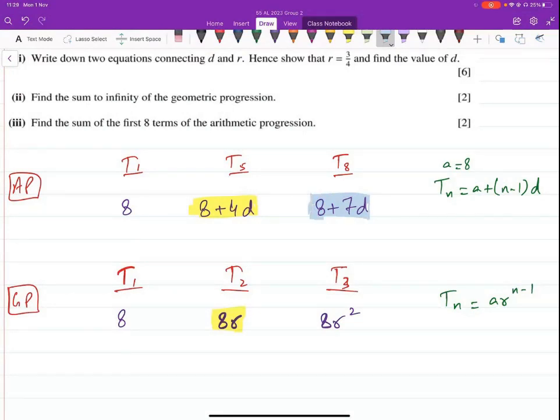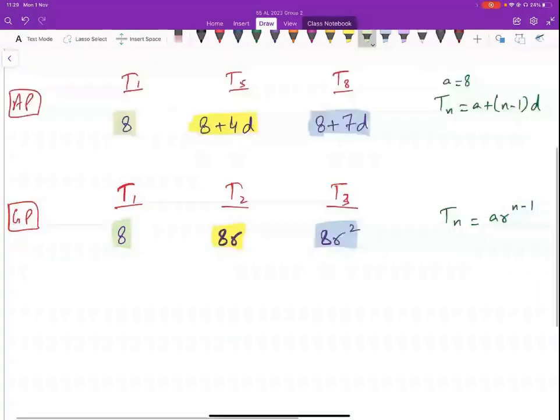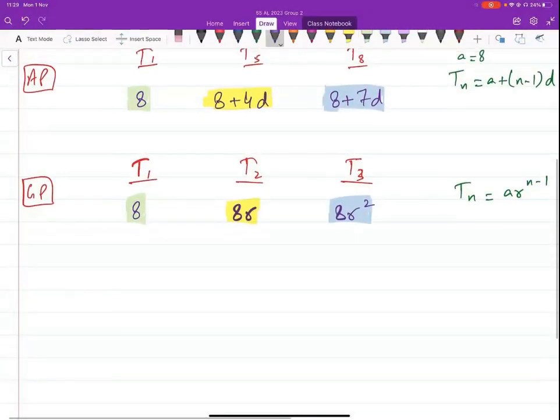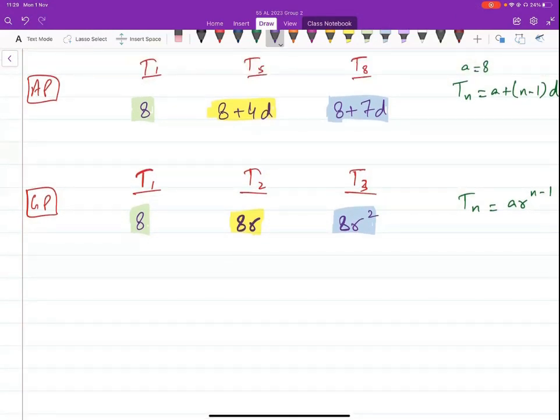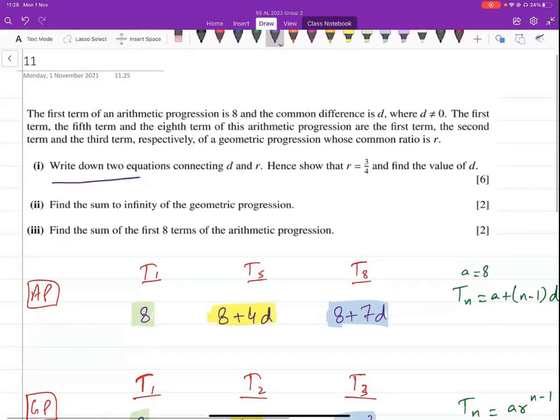The eighth term of the AP should be the same as this third term of the GP. And the first terms are, of course, also the same, 8 and 8. These are equivalent. The first one gives us 8 equals 8. That's not very interesting. We know 8 equals 8. The fifth term and the second term give us an equation, and that's 8 plus 4d equals 8 times r.